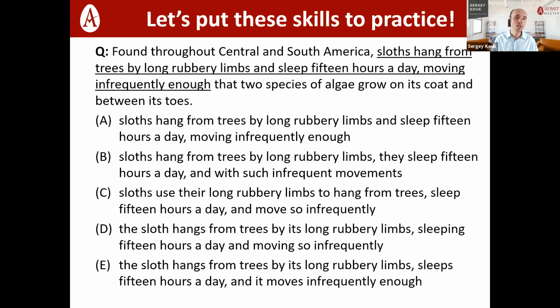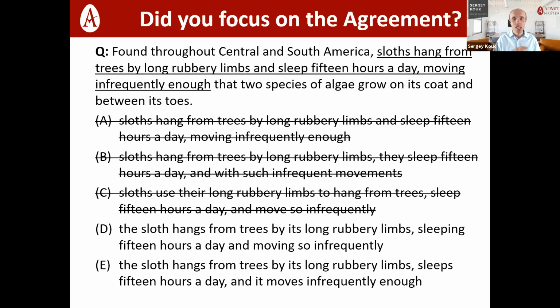And because we're talking about its coat, could we really talk about sloths? It's its coat, so it's gotta be the sloth. And by the way, its is non-underlined, so we know it has to stay as is. So that is why, for that only one reason, three answer choices are gone right away. Cannot have the sloths, its, or sloths, its, has to be one. All right, so now we're down to two answer choices.